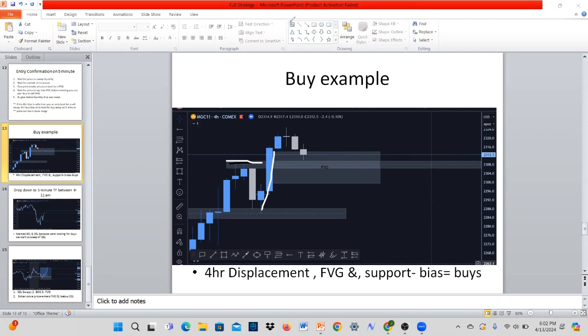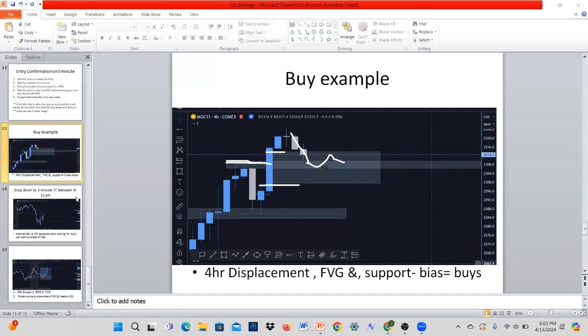So if we know we have displacement, we know 9 times out of 10 we'll get a fair value gap. That's exactly what we got. We got a gap here, and price came into this gap. So once price is in this gap, I'm on the lower time frame, around between 9 a.m. and 11 a.m., looking for my setup, right? So notice, and also for my retail traders, notice how price broke above resistance and is bouncing off support. So you could kind of use multiple confluences to help you with this.